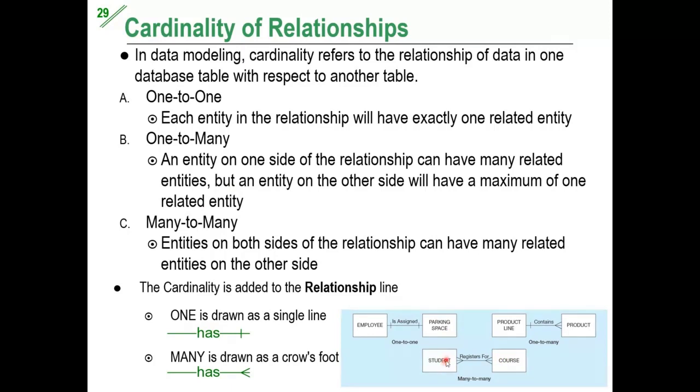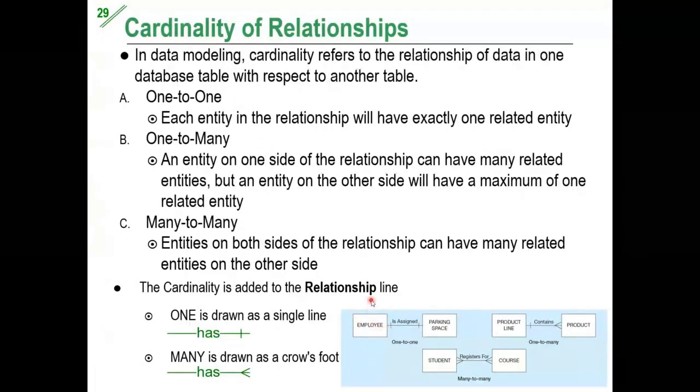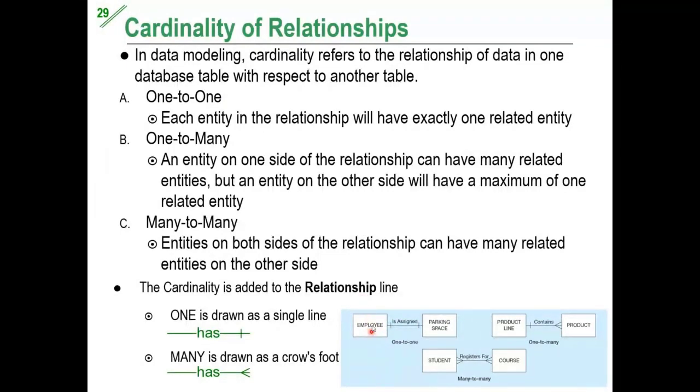Now, one important thing that you need to remember is when you are expressing the cardinality, or that means the relationship between the instances, always start with one. Always start with one and go in both directions, left to right, right to left, right. So one employee is assigned to one parking space. One parking space is assigned to one employee, right?